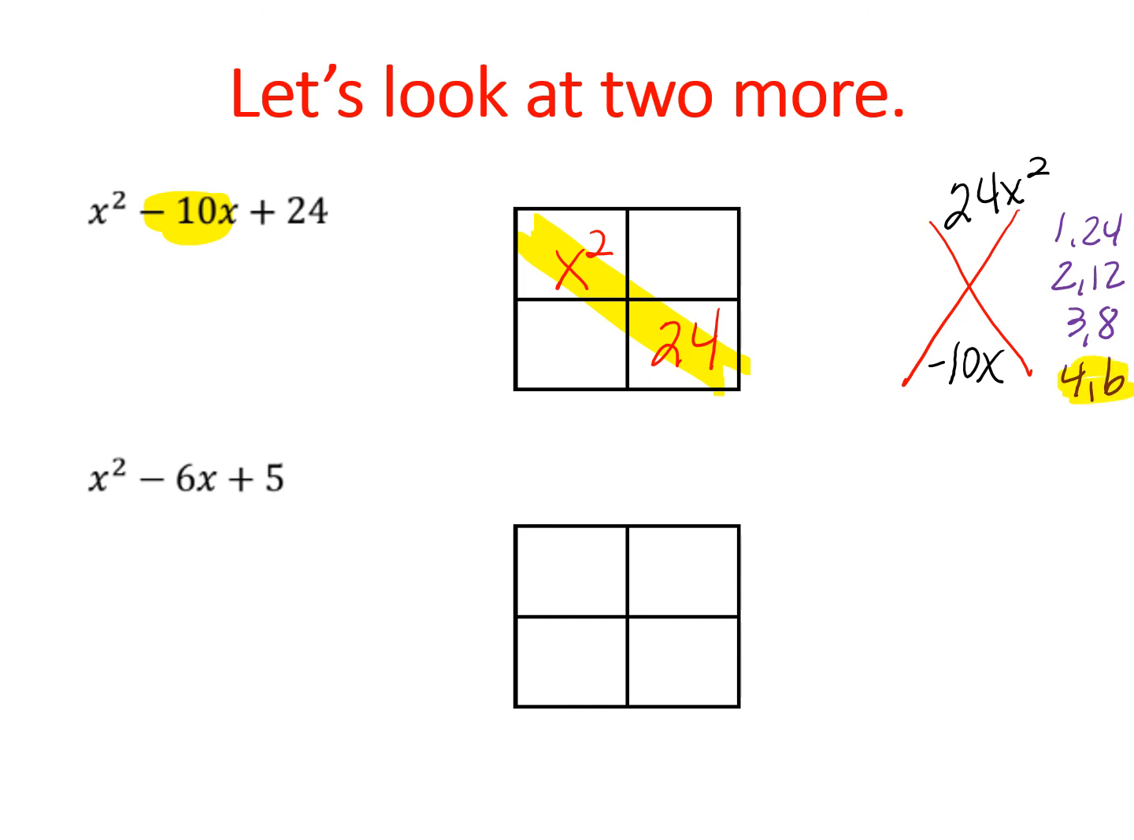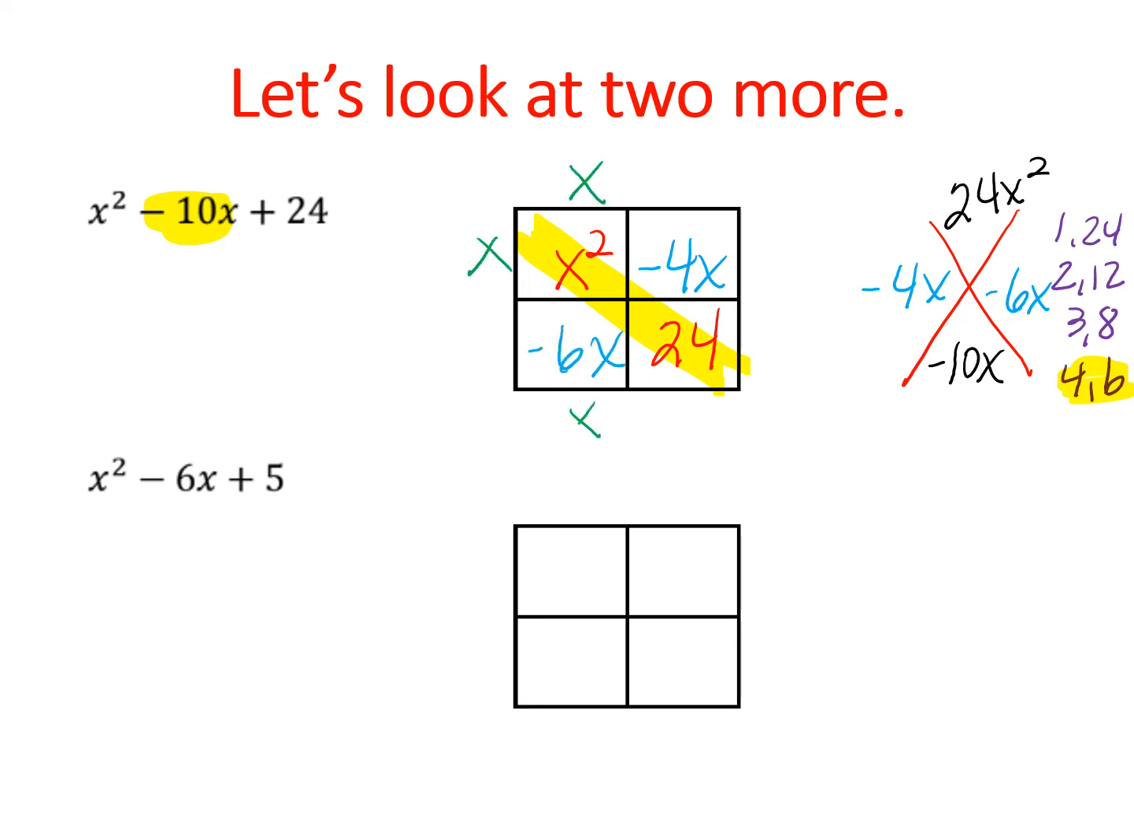Because I know if I add 4 and 6, they give me 10. But I have to remember, I don't want 10, I want a negative 10. So for this, I'm going to need a negative 4x and a negative 6x. Again, it doesn't matter which one goes in which block. And now we write our factors in.